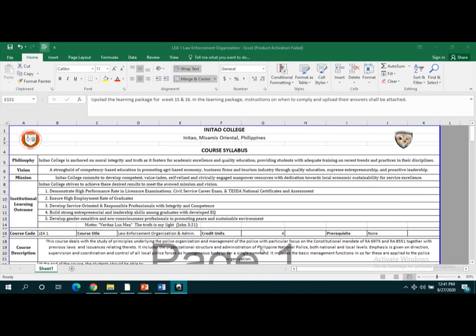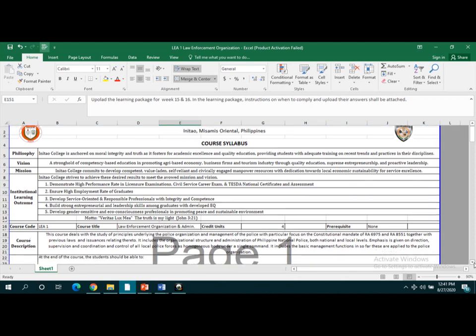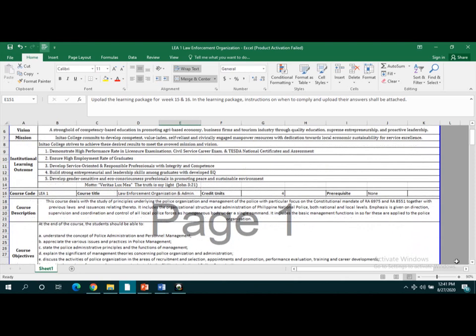Hello, students. Before we formally start our discussion, allow me first to introduce to you our subject course syllabus so that we would be guided in all of our discussion. So let's proceed to the course code LEA 1, course title Law Enforcement Organization and Administration. The subject unit is 4 and it has no prerequisites.